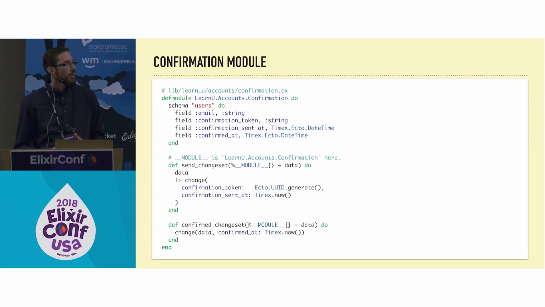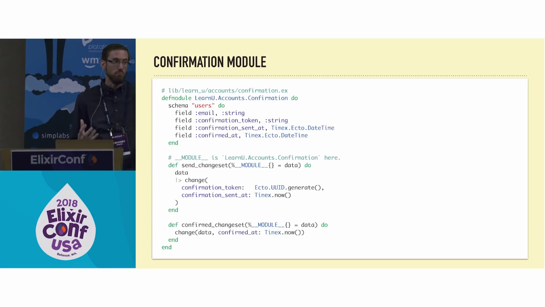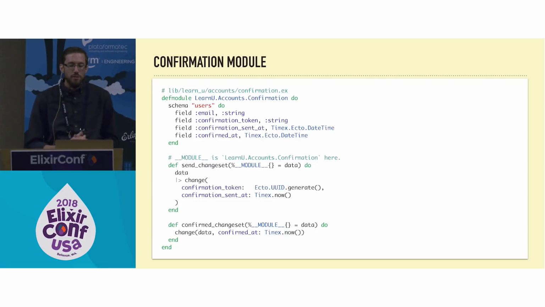I'll create a module named confirmation, and in it, I'll define an ecto schema with the user's email, so we know where to send them to, the confirmation token, confirmation sent at, and confirmed at fields, all pointed to the users table in the database. In doing so, we can remove those fields from our user module now as they're no longer needed there, and I can do the same with the associated change set functions.